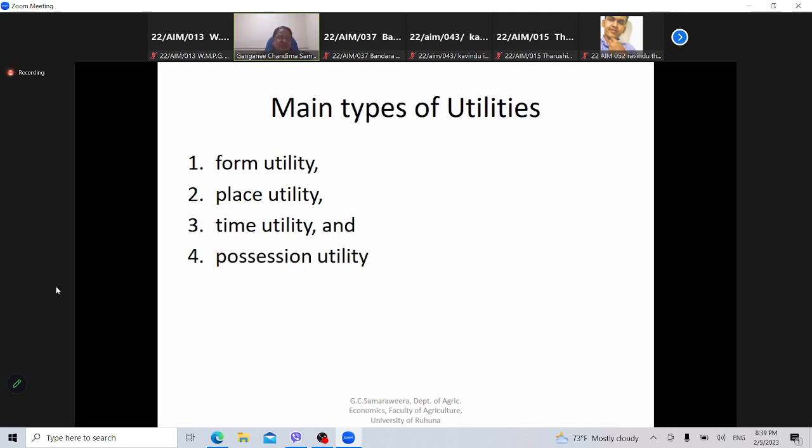And possession utility: when we have the ownership of a particular product, we have the satisfaction. Let's say I have my own paddy field, my own banana field, my own mango tree. Then I am the owner. The satisfaction I gain by owning this product is the possession utility. So briefly, we will see one by one.